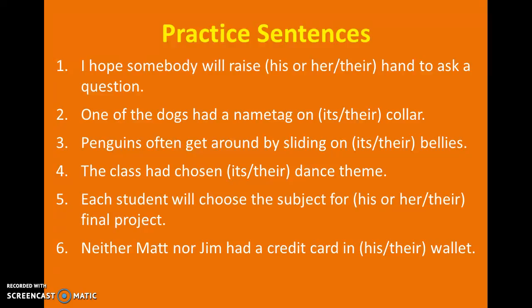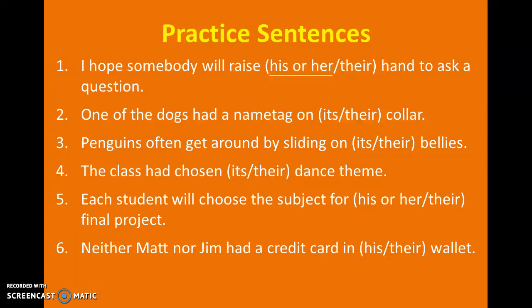Okay, so if we look at our practice sentences, number one, I hope somebody will raise his or her or their hand to ask a question. The antecedent is somebody, which is referring to just one person. So because we don't know the gender, you would use the singular pronoun of his or her.